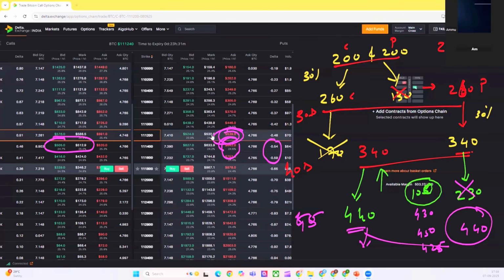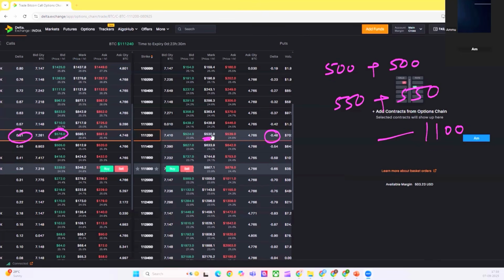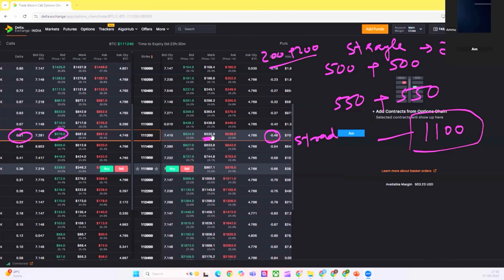So the moment it becomes 50 delta, what is happening? Now this is going to be a straddle. Straddle means you're getting 500 and 500 or 550. Look at this. This is around 575, which is 0.51. And if you see here, 0.48, 530. So approximately 550 and 550, and you're getting 1100 premium here. So this is a straddle. You started off with 200 plus 200, which was a strangle with 20 delta. Now you have reached a straddle with 50 delta.